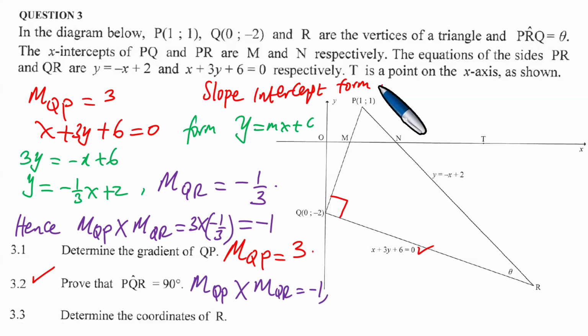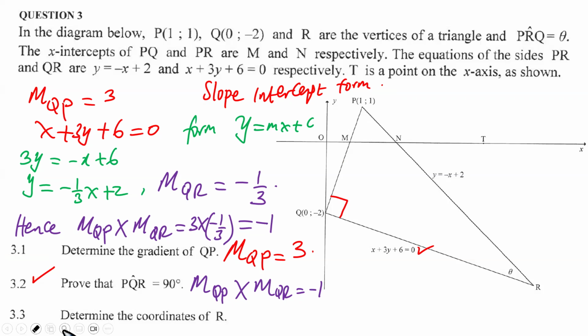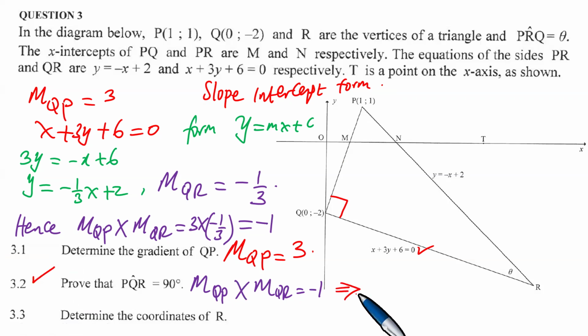Now, the product of the gradients is minus 1, so what is the implication? If you multiply two gradients and you obtain minus 1, it means QP is indeed perpendicular to QR. Why? Because the product of the gradients is minus 1. It therefore means that the two lines are perpendicular. In this case, QP is perpendicular to QR.